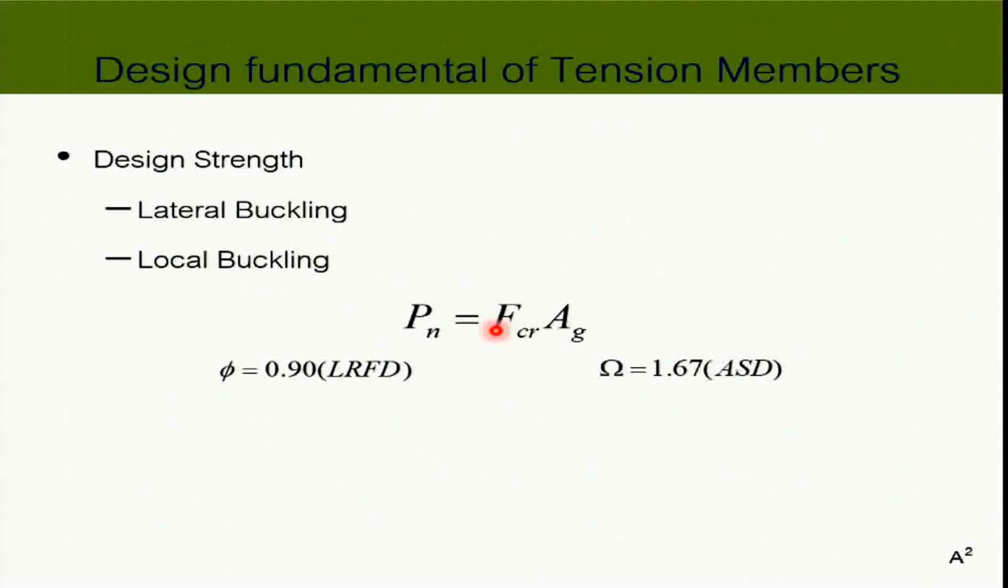That means when we consider the design strength of the compression member, we're going to need to check the buckling of the entire member. And we also need to make sure that each element in the cross section does not buckle as well.